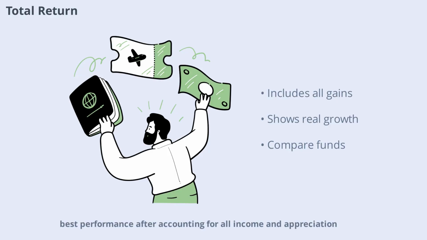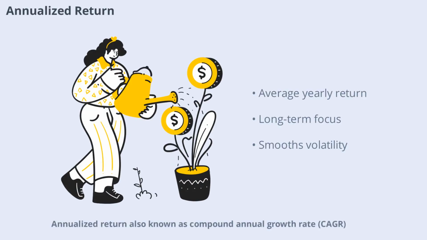income and appreciation. Annualized return, also known as compound annual growth rate (CAGR), shows the average yearly return of a fund over a specific period. It smooths out the effects of volatility and provides a clearer picture of long-term performance. This metric is especially useful when comparing funds with different timeframes or investment strategies. By focusing on annualized return, you can better assess how consistently a fund has grown your investment year after year.